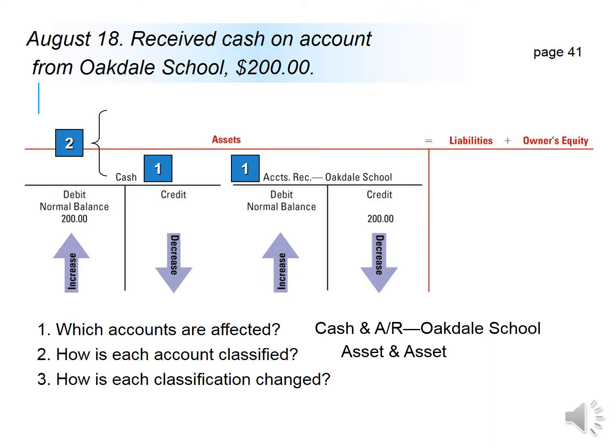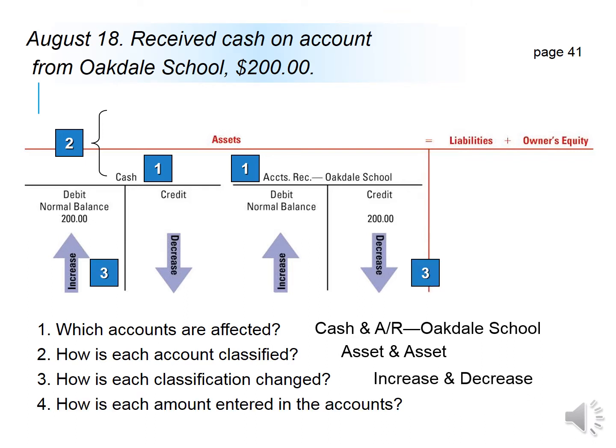How is each classification changed? By receiving cash, our cash account will increase, and by receiving cash on account, Oakdale School owes us less money, so their account will decrease. So how do we record these amounts? We are going to show the increase on the debit side of the cash account, and accounts receivable will show a decrease on the credit side.